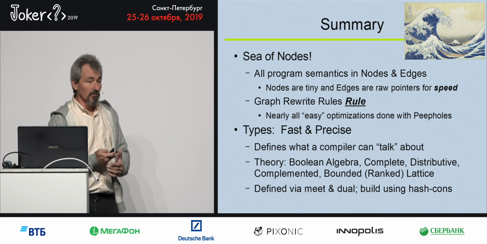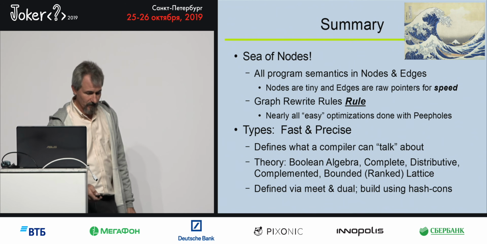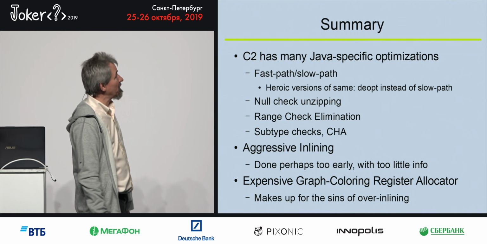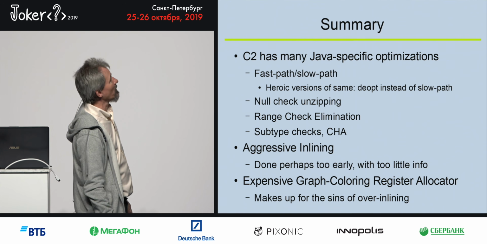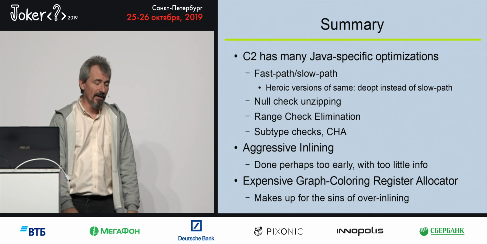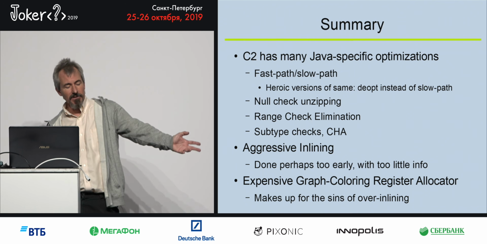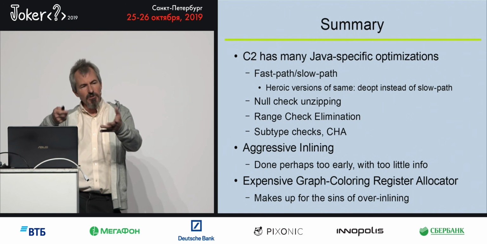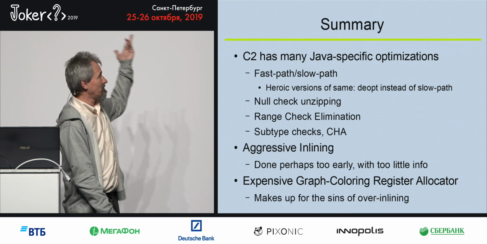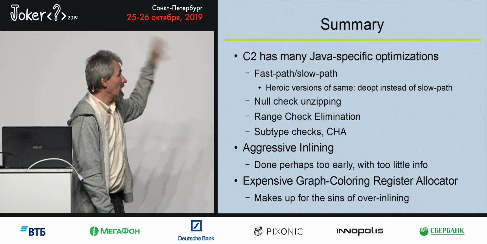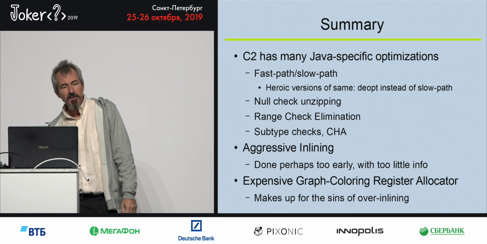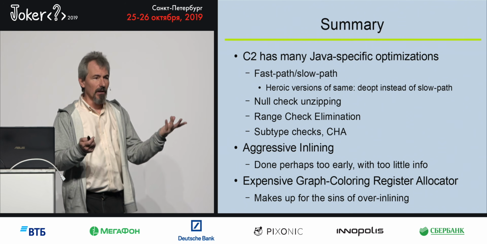But you get it right, it's fast and it's cheap and accurate and precise, has the right things. There's a lot of Java-specific optimizations that these days are done by other things such as JavaScript, but at that time were brand new. This notion of fast path, slow path with heroically deopt on the slow path. Null check unzipping is one of many things that we do to track null pointers and get rid of null pointers. Range check elimination, subtype checks, class hierarchy analysis. Aggressive inlining, perhaps done too early, made up for by an expensive register allocator that is tolerant of over-inlining.